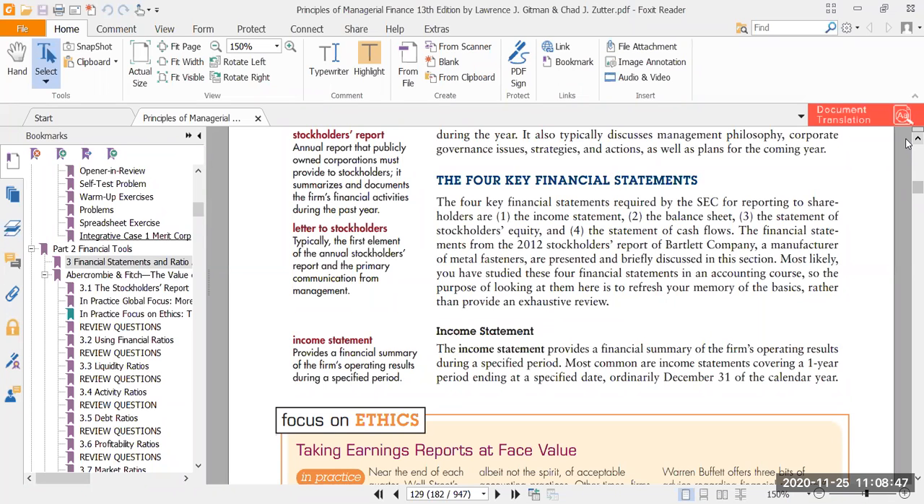Number 1 is the balance sheet. Second is the statement of stockholders' equity or statement of owner's equity, whatever you want to call it. And then we have the statement of cash flow and the income statement. So these are the 4 key financial statements which are available for financial analysis.